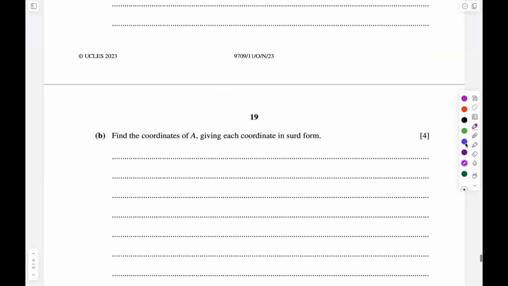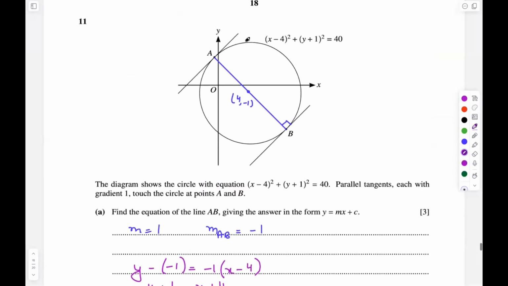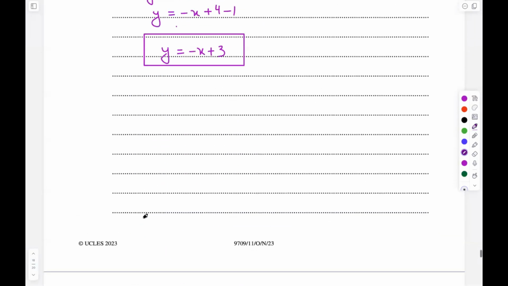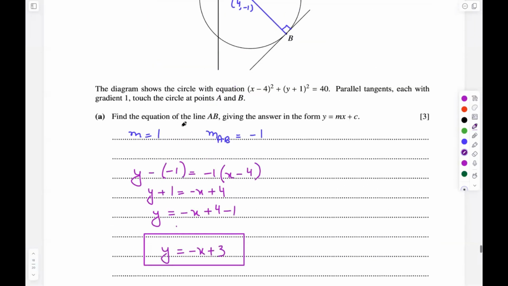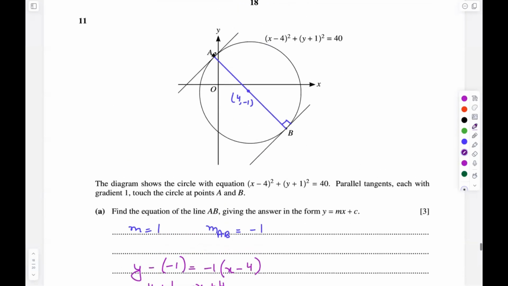In part B, we have to find the coordinates of A, giving each coordinate in surd form. Now, basically, we have the equation of the tangent and the equation of the circle. So to find the coordinates of A, we'll have to solve the equations simultaneously. Now, we know that the equation of the line AB is y equals minus x plus 3.